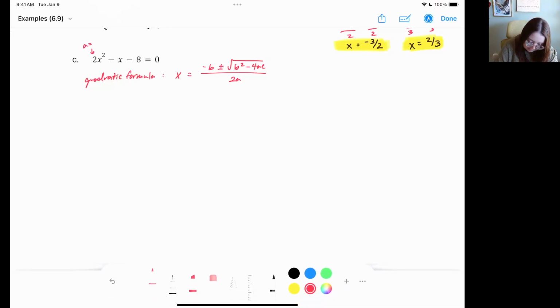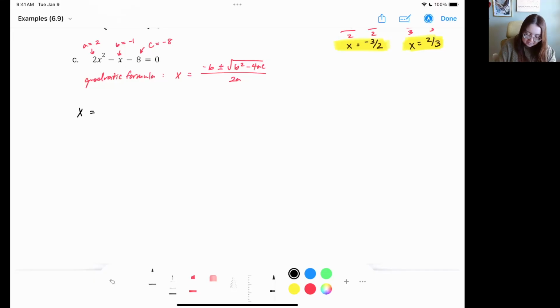So a is the number in front of x squared, b is the number in front of x, which in this case, remember, is negative 1, and c is the number at the end, which is negative 8. So we're going to use our quadratic formula and plug in all of the values.